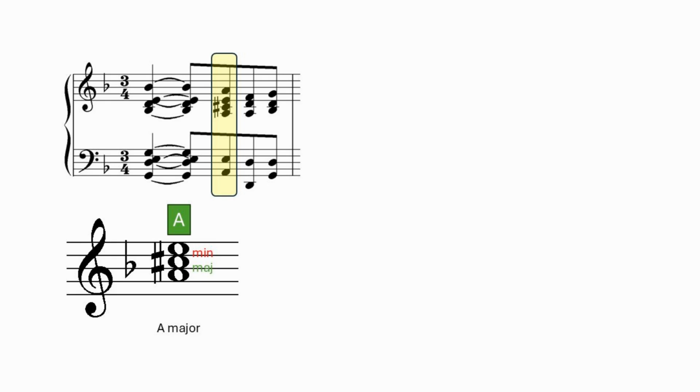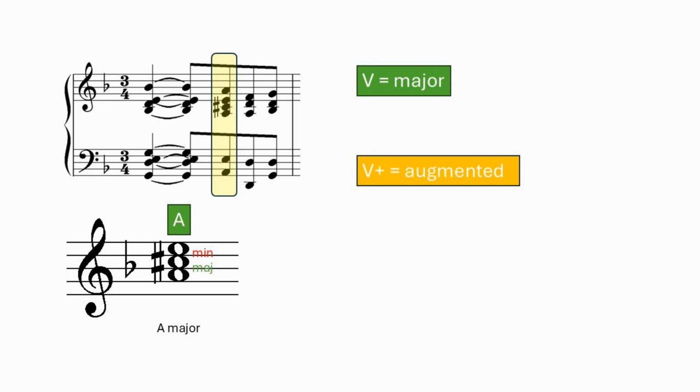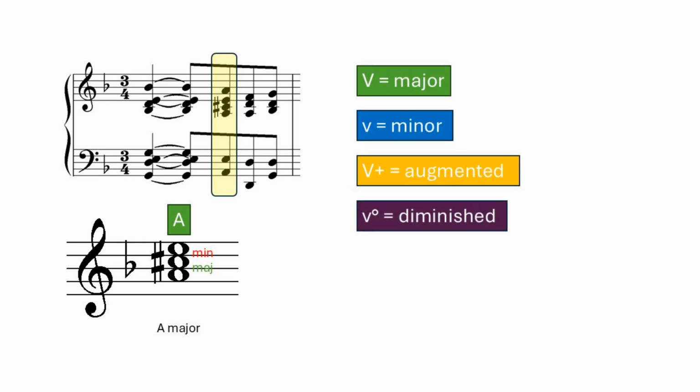in Roman numerals. Use a capital letter for major and augmented chords, and lowercase for minor and diminished chords. The augmented and diminished symbols are the same as before. This is a major chord 5, so we write a capital V.